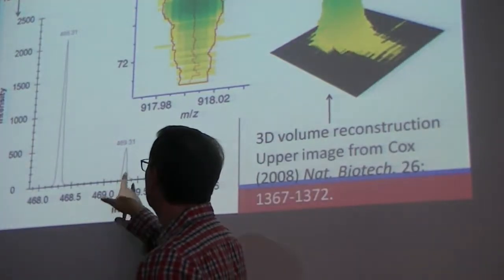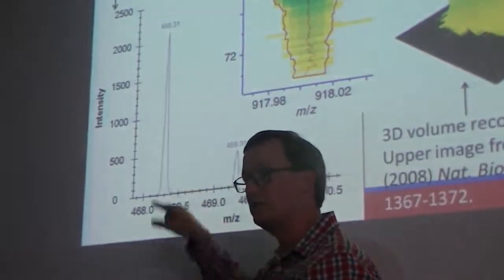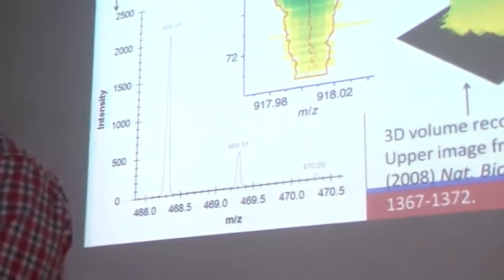If these were doubly charged, how far apart would these peaks be on the m/z axis?